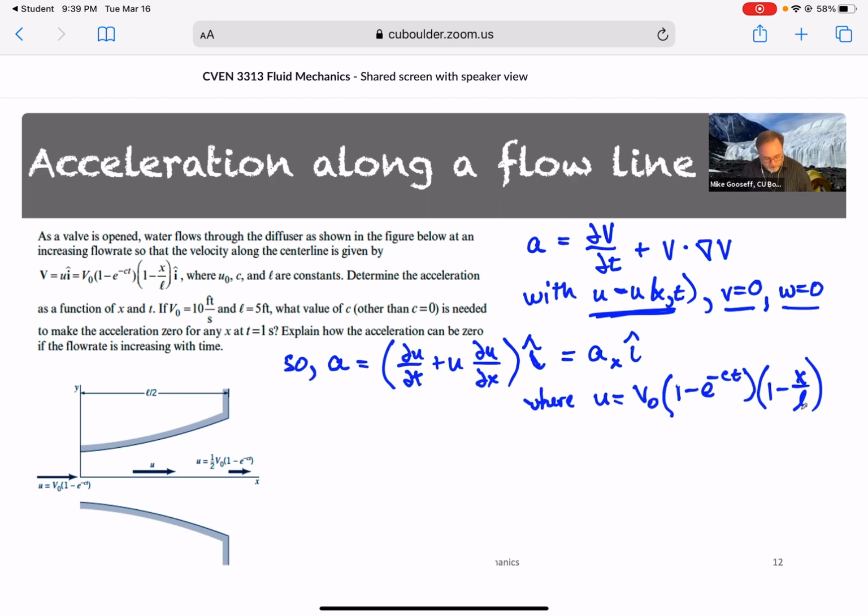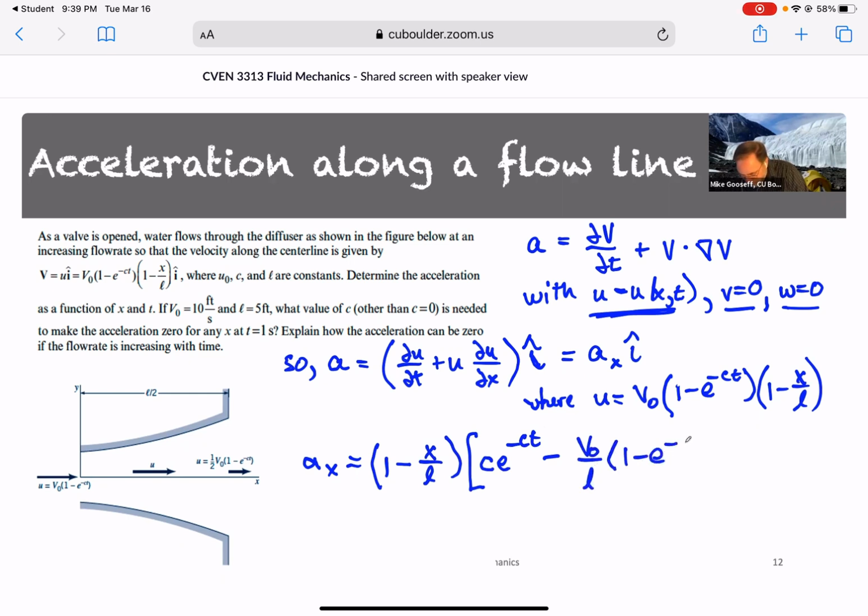Okay, all right, so just check here. Yeah, okay. So we can write this now as a in the x direction is equal to (1 minus x over L) times, and then I'm going to put in this bracket, c times e to the minus ct, so that's our derivative of u with respect to t, minus v naught over L times (1 minus e to the minus ct) quantity squared. Okay, so there's the sort of advance here to get through. Oh shoot, did I skip a step? What did I do here? Oh shoot, I did skip a step, my bad. How did we get there so fast? All right, sorry about that. We'll get to this in just a second. My apologies, I jumped forward.